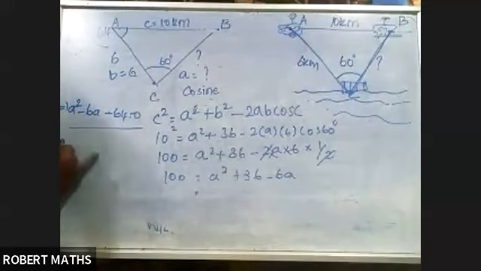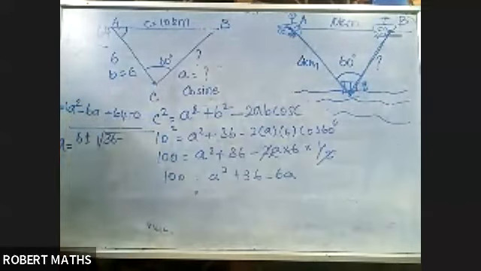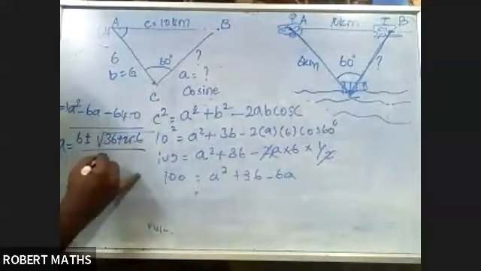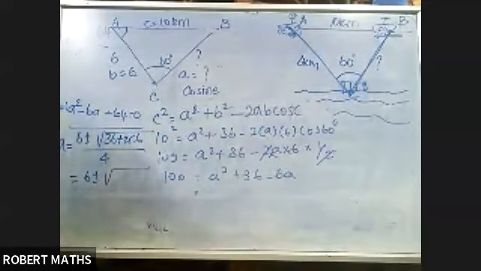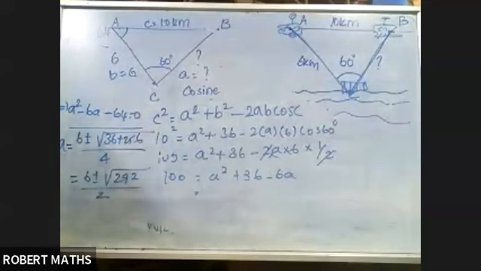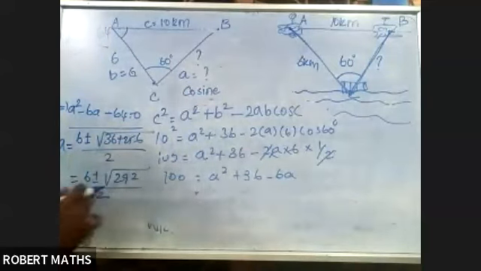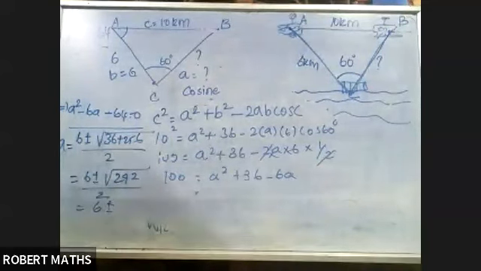அப்ப use the formula A is equals to minus B plus or minus square root of B square minus 4AC, divided by 2A. Minus B is 6, B square is 36, 4AC is 4 into 64, that is 256, so minus 256 becomes plus 256. We'll get 6 plus or minus square root of 256 plus 36, which is 292, divided by 2A, that is 2. So we'll get 6 plus or minus square root of 292.